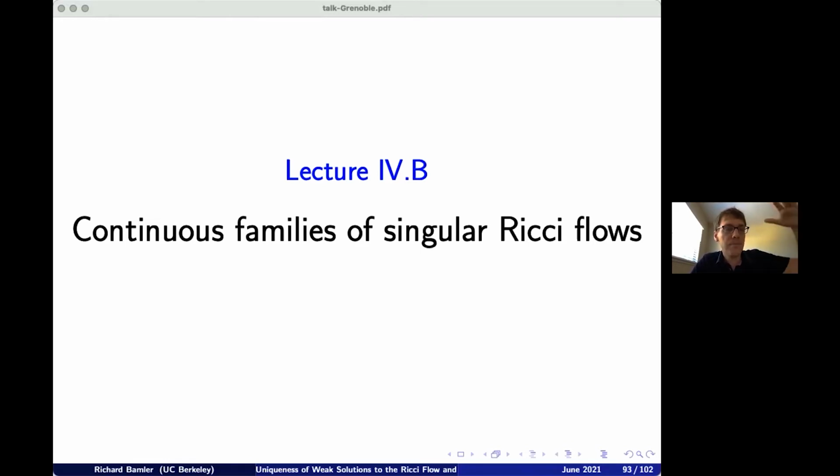So then, we pushed forward the metric on those good points to the time zero slice. This gave us some kind of partially defined Ricci flow on the time zero slice. And then it was easier to say what continuous dependence means.